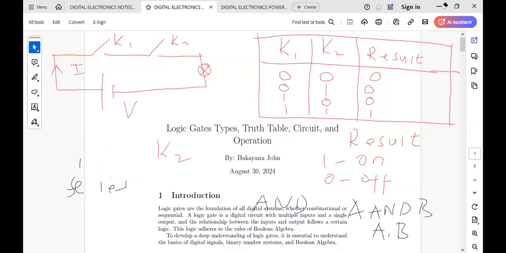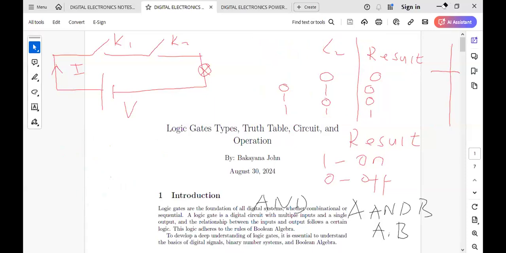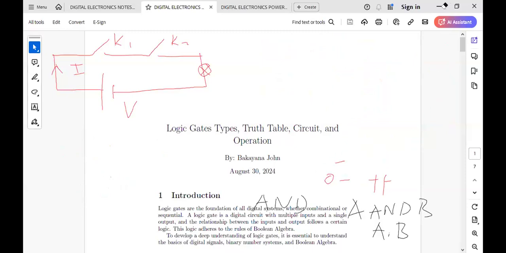So because of that, now using the knowledge of the AND gate that we have just learned, an AND gate is a combination of two gates, and a gate is simply a switch.